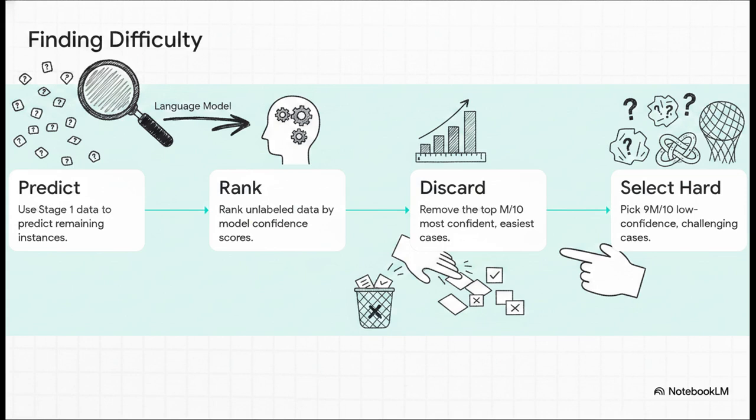We literally just throw them out. Why? Well, if the model is highly confident, it already understands those examples. Teaching it what it already knows is a total waste of time. Instead, for step 4, we select the next 9M over 10 lowest confidence cases. We are actively hunting for the tricky data points the model is scratching its head over.